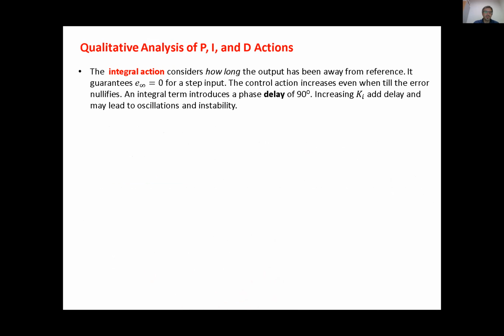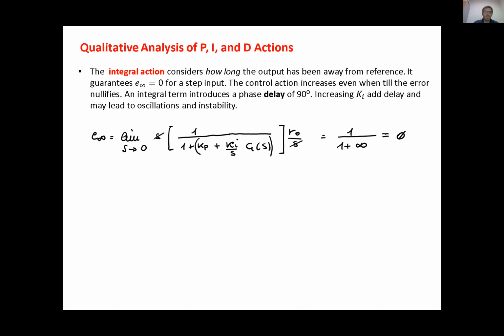If we talk about the integral action, it considers how long the output has been far away from the reference. It guarantees 0 steady state error for a step input. In general, the control action increases until the tracking error nullifies, and the influence of the integral term at the frequency level is that it introduces a phase delay of 90 degrees, so minus 90 degrees. Therefore, increasing Ki can also increase the delay, and that leads to oscillations, possible instability and an increase in the settling time.